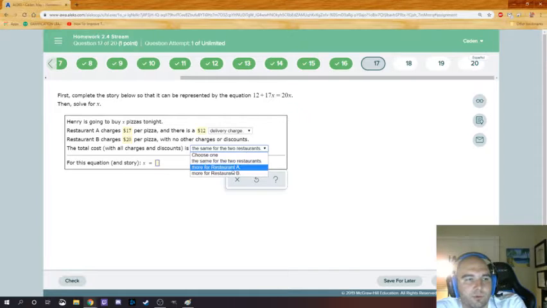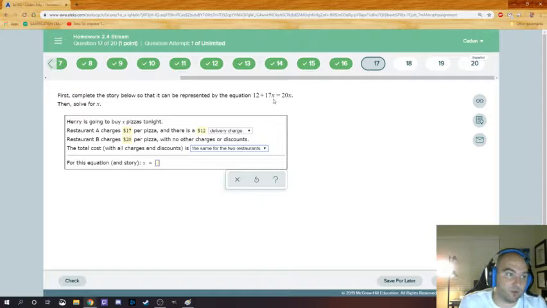So the only reason why I would say more for restaurant A or more for restaurant B is that in the future we're probably going to see problems with greater than and less than signs. That's what those would be applicable for. I was trying to explain in my head what was not right about this. So it's $17 for pizza, and there's a $12 delivery charge, and then $20 per pizza, there's no charge, and we set this equation up to show when those costs are the same at both restaurants.